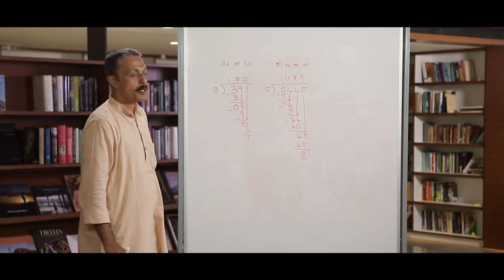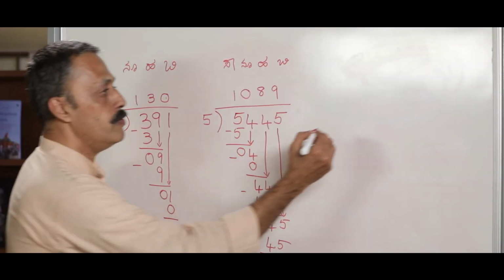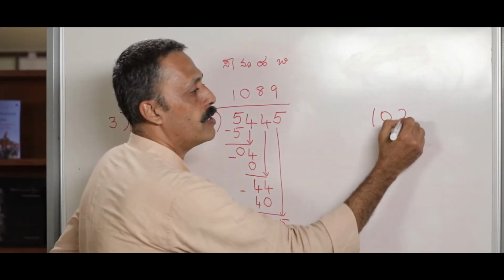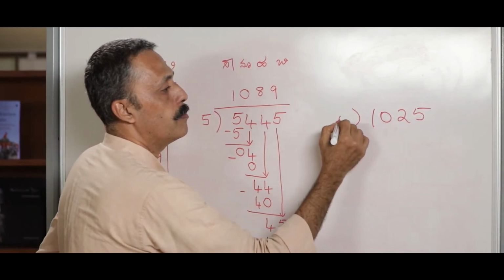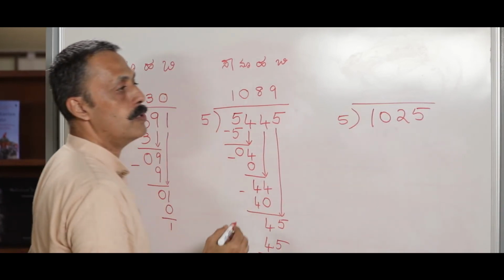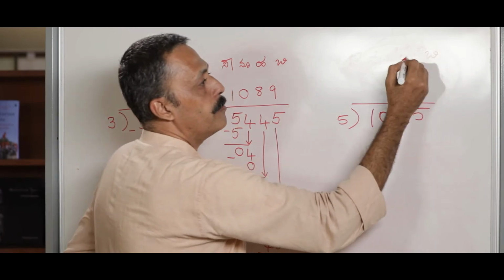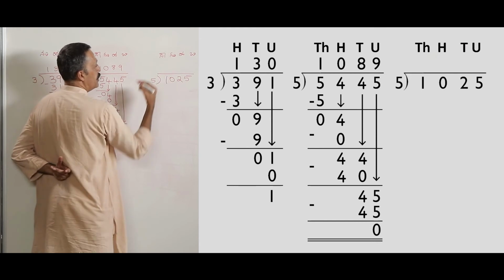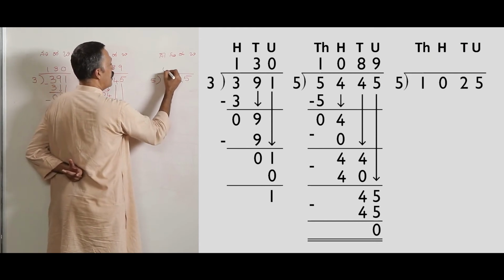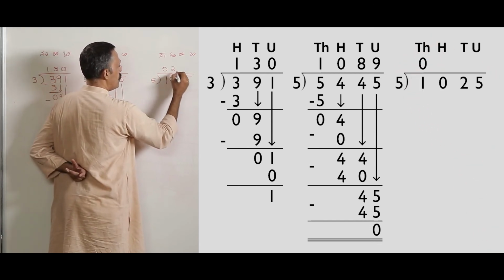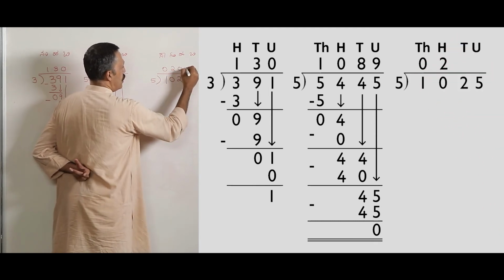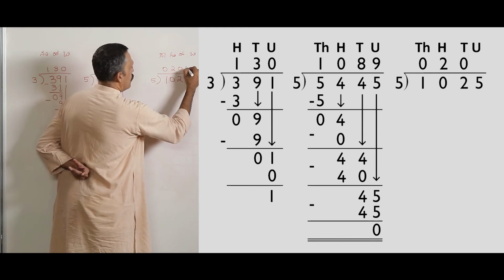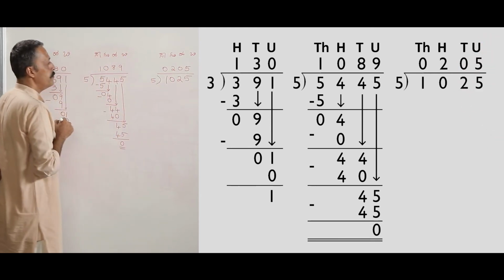In the earlier sum, before these two problems, 1025 divided by 5. What did we see in this problem? Unit, 10, 100, 1000. In which place did we not get any money?